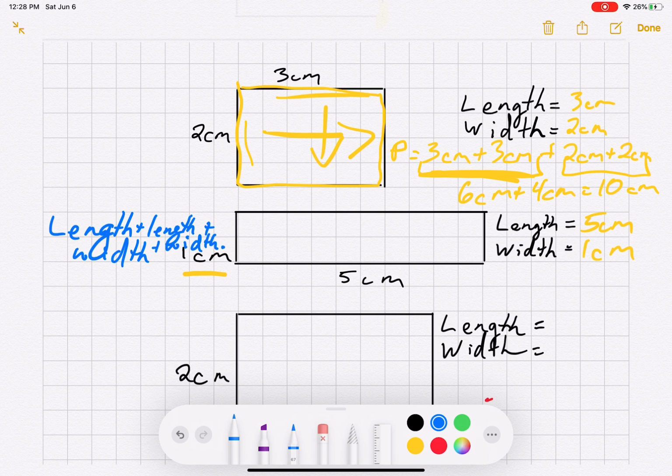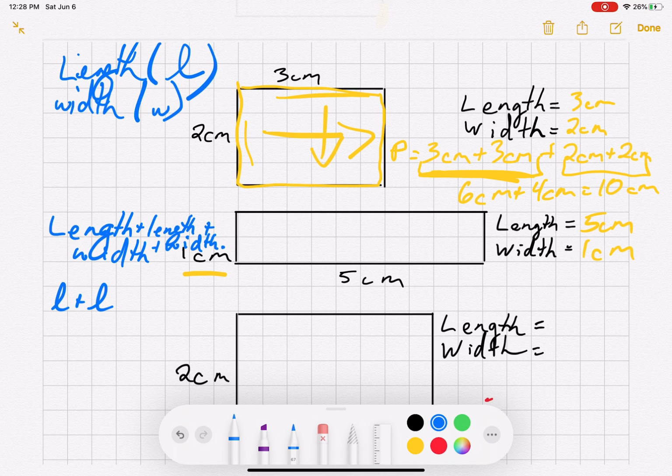All right, or what I could do is I could write length, because everybody knows that mathematicians really like to short form things. I'm going to write this as an L, and I'm going to write width as a W. So what this could actually be is length plus length plus width plus width. Okay, so I have 5 centimeters plus 5 centimeters plus 1 centimeter plus 1 centimeter.